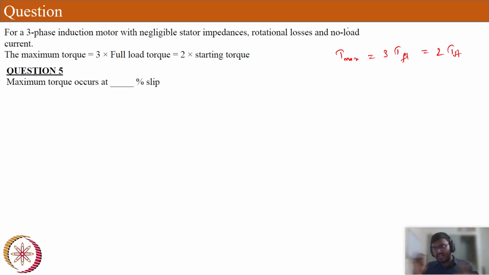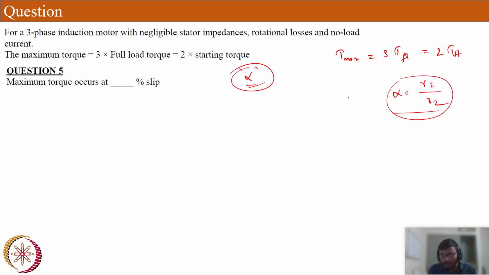So they can ask any kind of relation between maximum torque and starting torque, full load torque and starting torque, full load torque and maximum torque like that. Let's see what the question is. The maximum torque occurs at dash slip. So again, we are just asking the value of alpha. What do we know about alpha? Alpha is equal to R2 by X2. But the problem is, in this question, the equivalent circuit parameters are unknown. So how to solve for the alpha now? Can anyone give me the idea? It's all about ratios now.